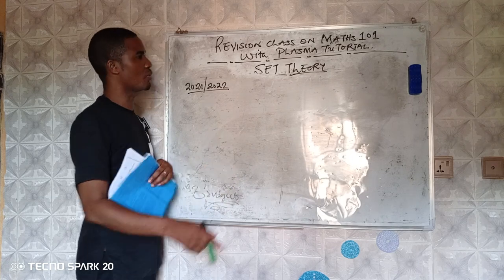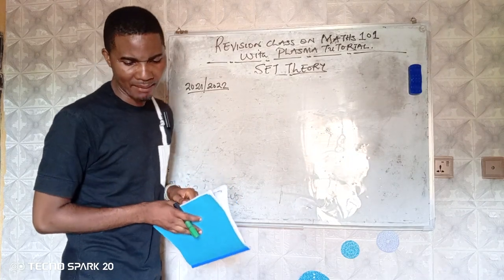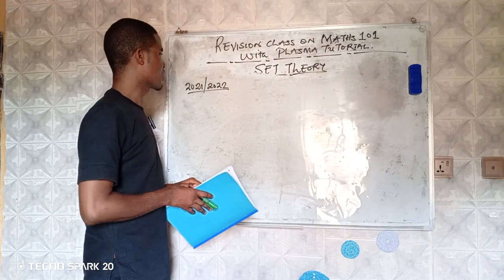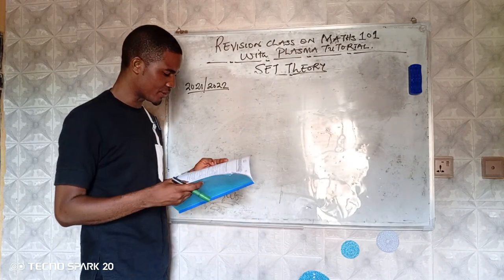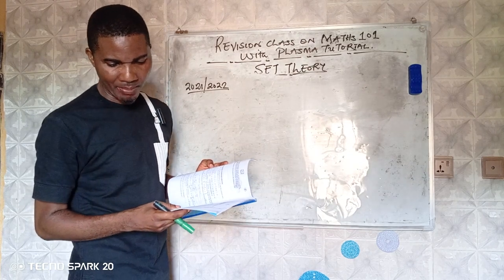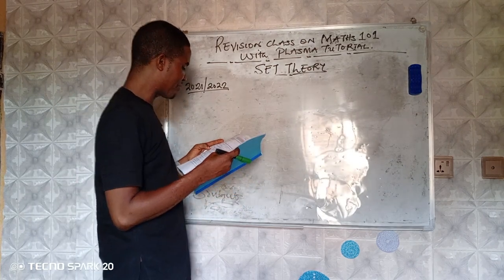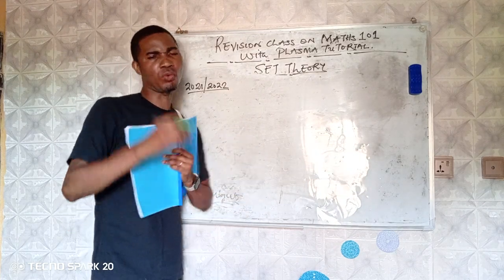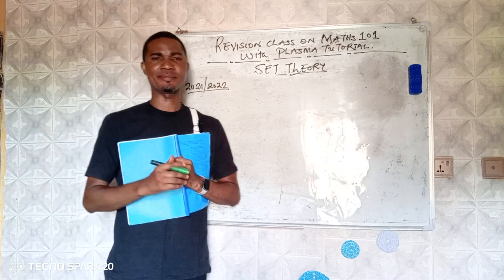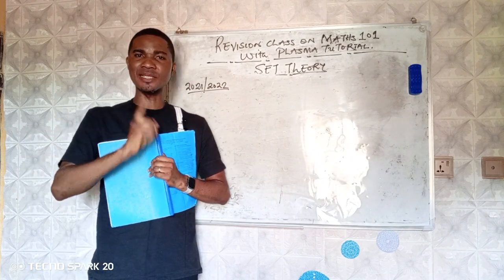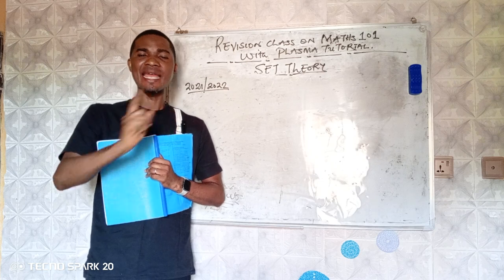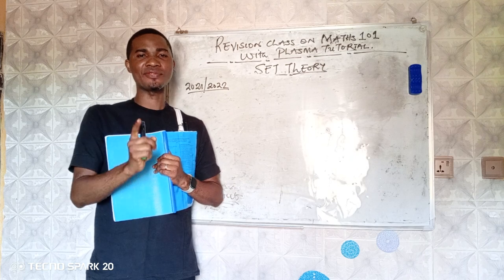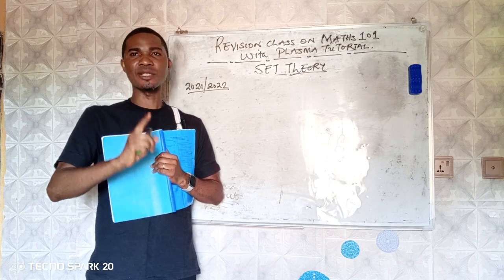In 2020, 2021, we had about 3 questions that came out under set theory. Let's look at 2021/2022. There we have question number 3. Two sets A and B are disjoint if... what do we call disjoint sets? Two sets are said to be disjoint when they don't have any element in common.